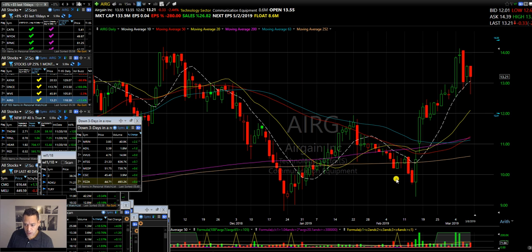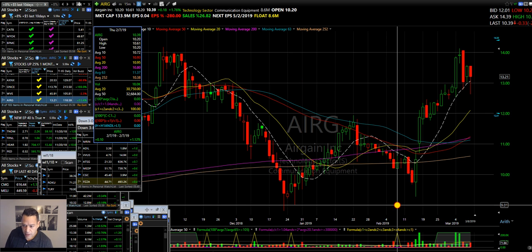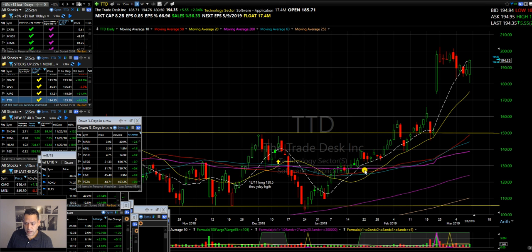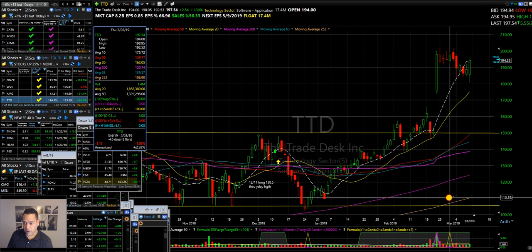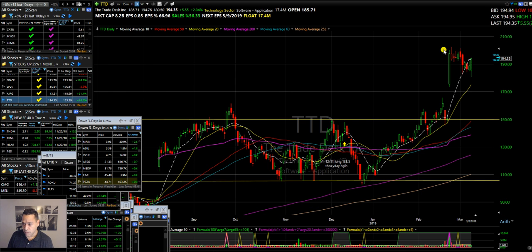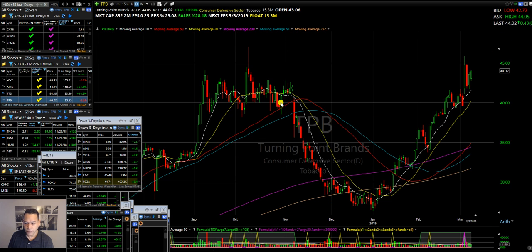AIRG, here's where it was flagged. This one did not work out too well. The move started, whatever, for a few days. TTD, it was flagged right over here. Again, this flattish move, these don't work out so well. You want this type of move, where the stock actually went down percentage wise and point wise, not just went flat. Even though this might work out, this is more like a breakout play.